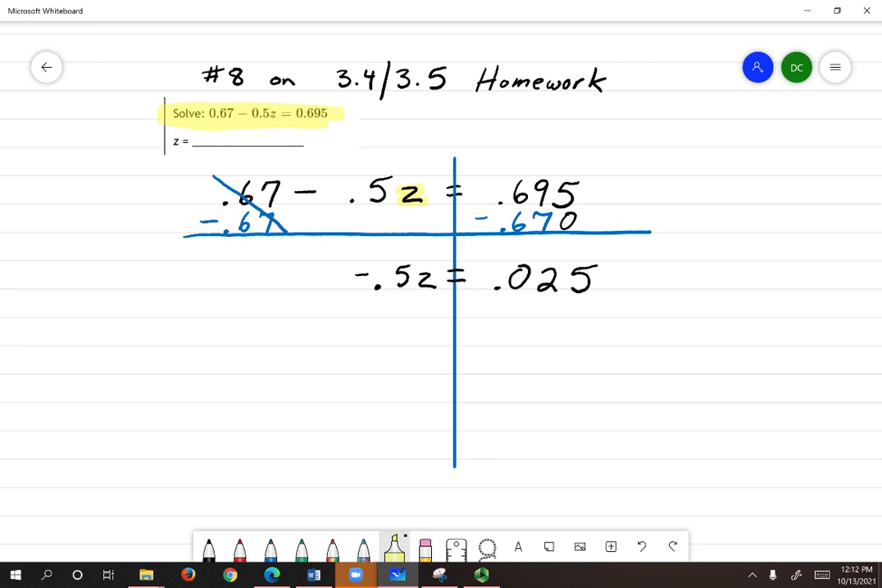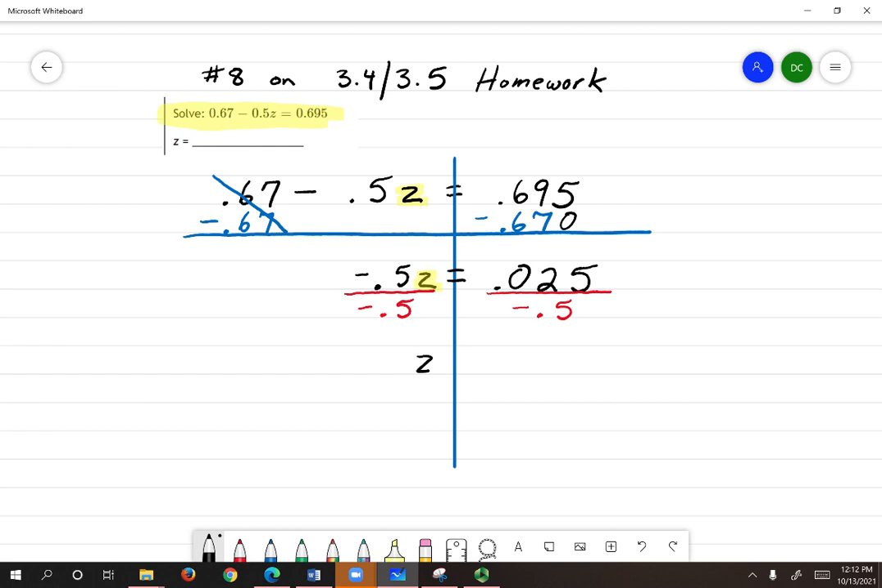So now what I'm going to do is look at what I have. I subtracted 0.67 from both sides of the equation. Now what I'm going to do is divide both sides, because what's attached to the z now? Negative 0.5 times z. So let's do that. I'm going to divide both sides by negative 0.5 and negative 0.5.